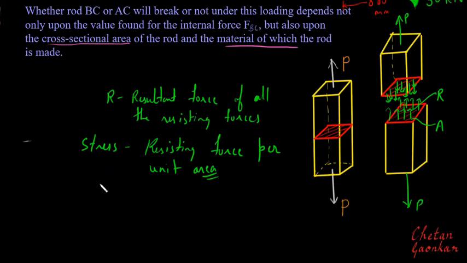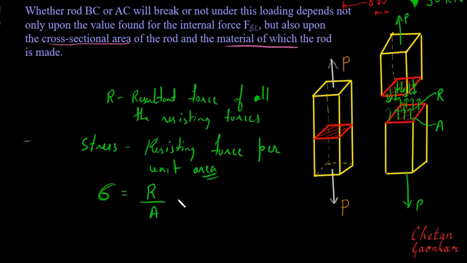Now if I denote this stress with the symbol sigma, and in fact this is the symbol which we'll be using to denote one particular type of stress, I can put it as: the resisting force is R, the resultant resisting force, divided by the cross sectional area A. So sigma equal to R by A is the definition of stress in this case.